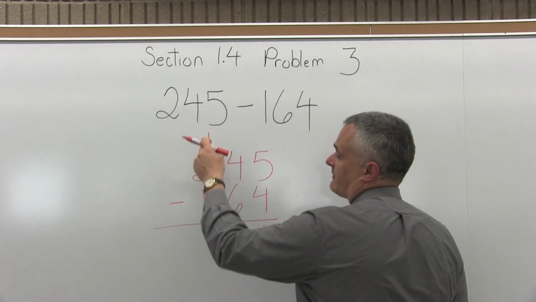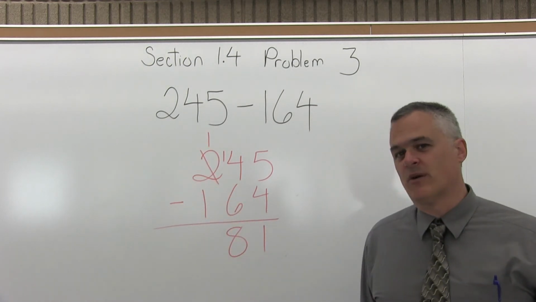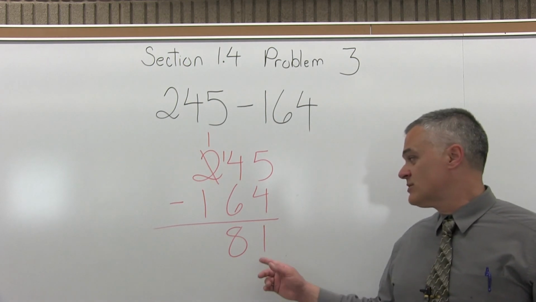And now the next column to the left, I'm left with 1 minus 1, which is 0. I don't really need to write the 0. And the answer is 81.